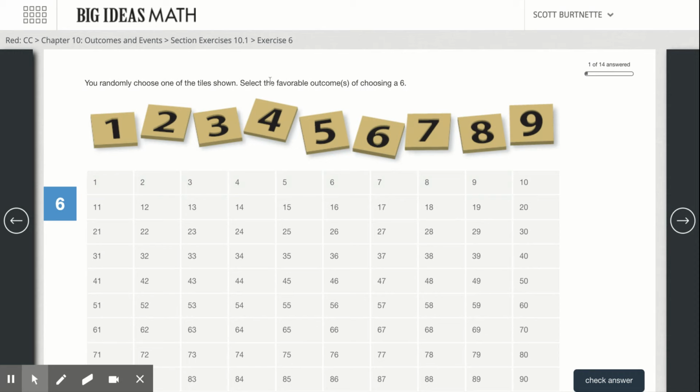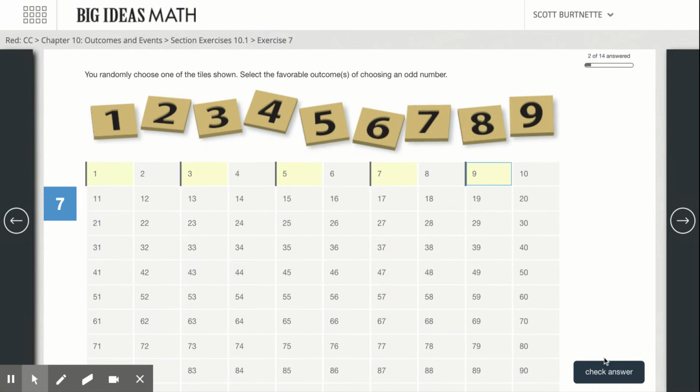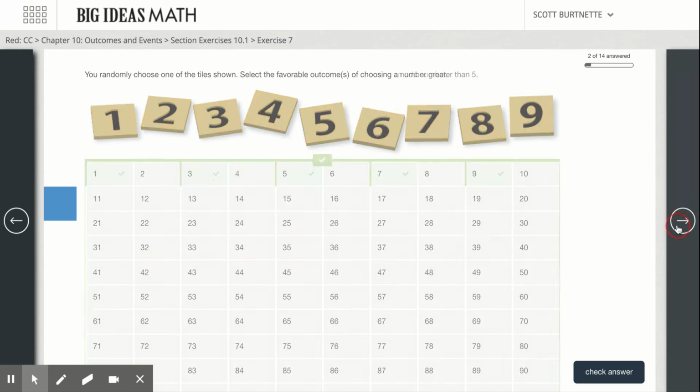Okay. Select the favorable outcome of choosing a 6. Well, there's only one 6. That's what I'm testing for. 6 is the only favorable outcome in this experiment. Looks good. Okay, if I want to choose an odd number, of these, the ones that are odd, 1 is an odd number. 3, 5, 7, 9, those would be my favorable outcomes. 2, 4, 6, and 8 would not be. They'd be unfavorable outcomes. Okay, check.